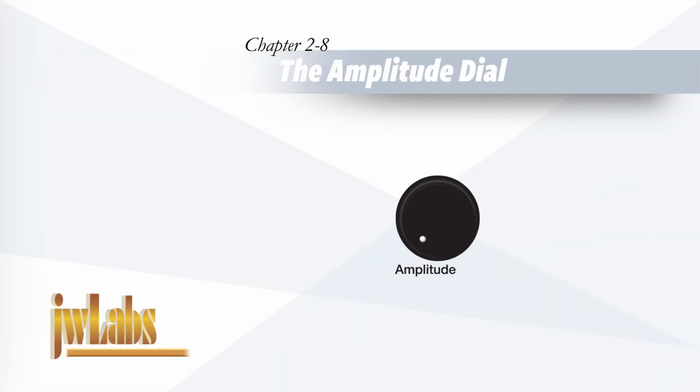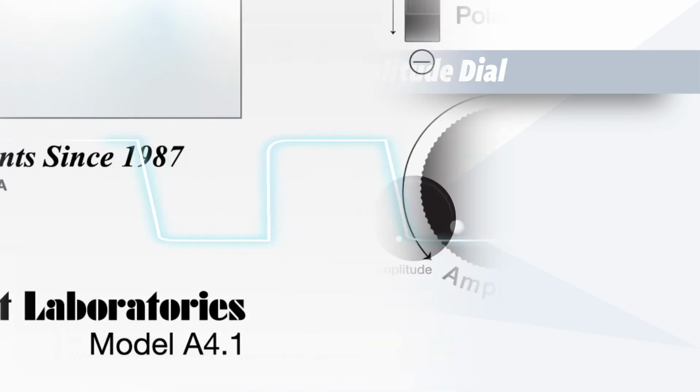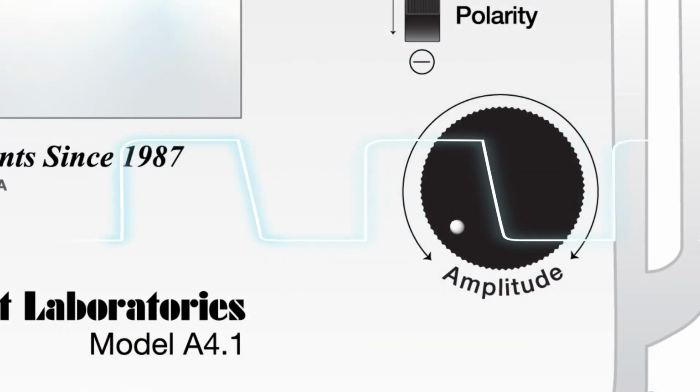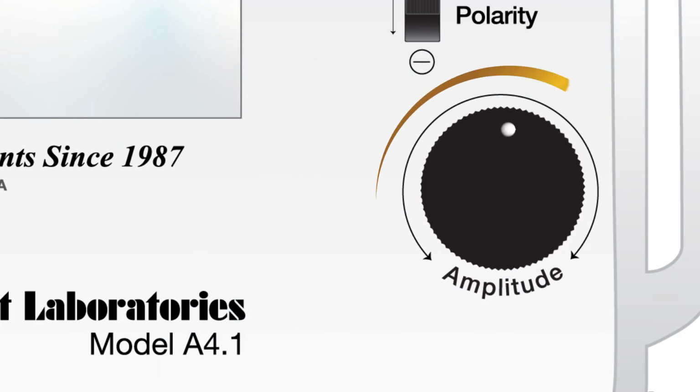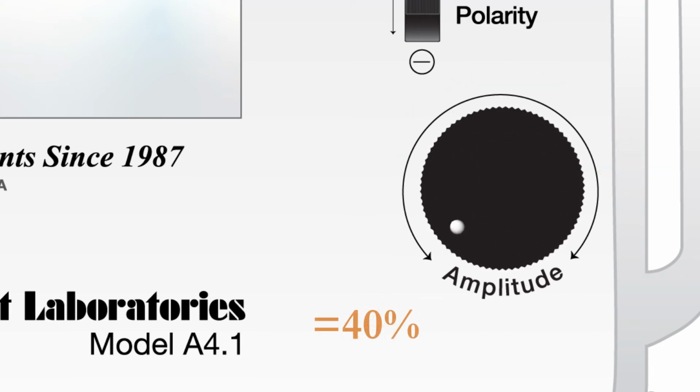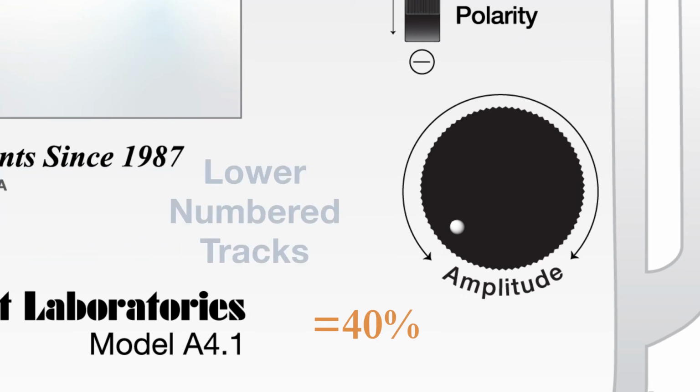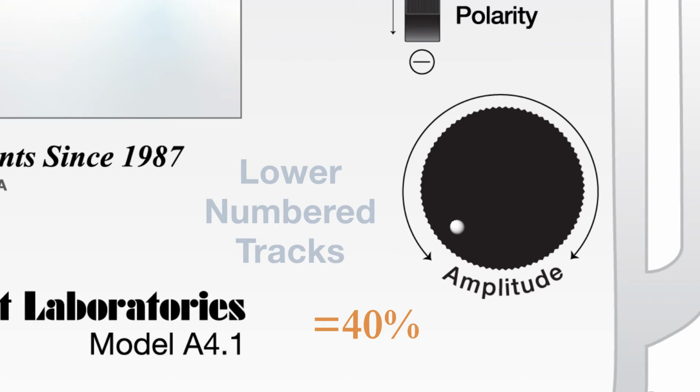The amplitude dial. The amplitude dial controls the amount of output, meaning the intensity of the signal. We recommend that you turn the amplitude dial clockwise to a level that is comfortably strong, but not more than 4 rotations. This corresponds to 40% of the potential power. This generally applies to the lower number tracks of any of the recordings.